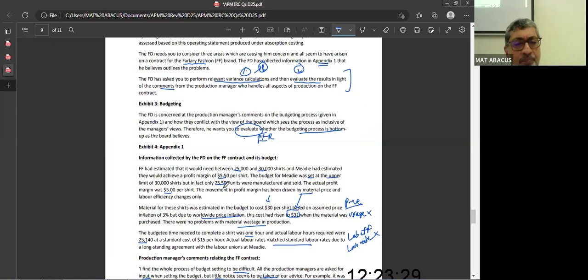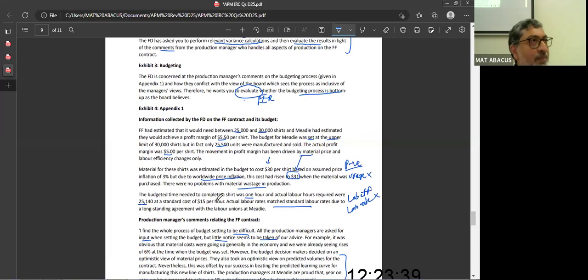One is the variance on price. And that variance of price is because of the inflation. And so it will be a planning variance. And you have to remember, because planning variance which we cannot control, the standard is changing.